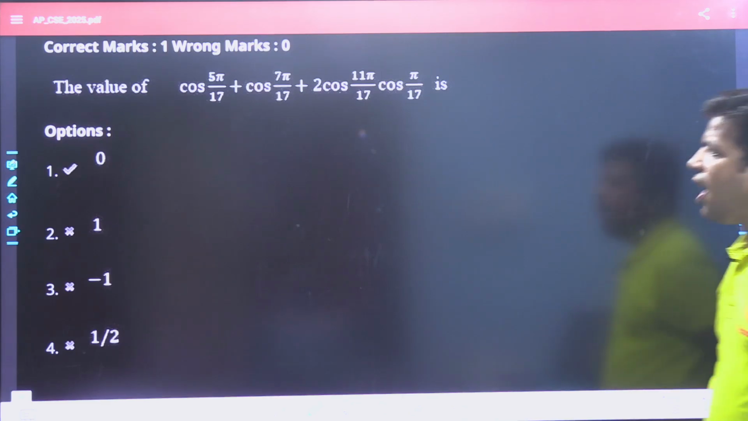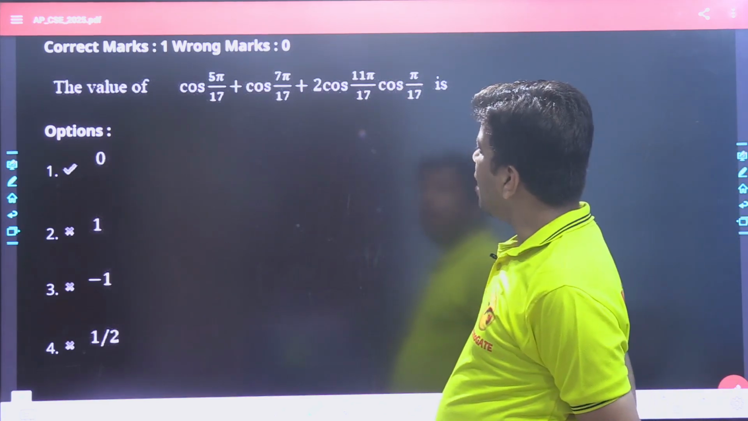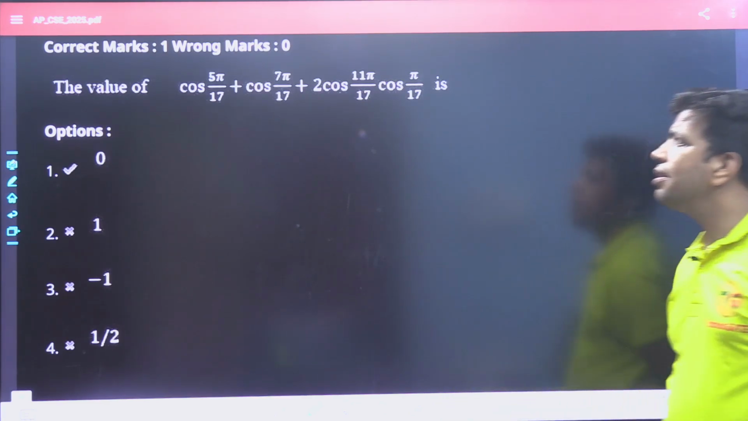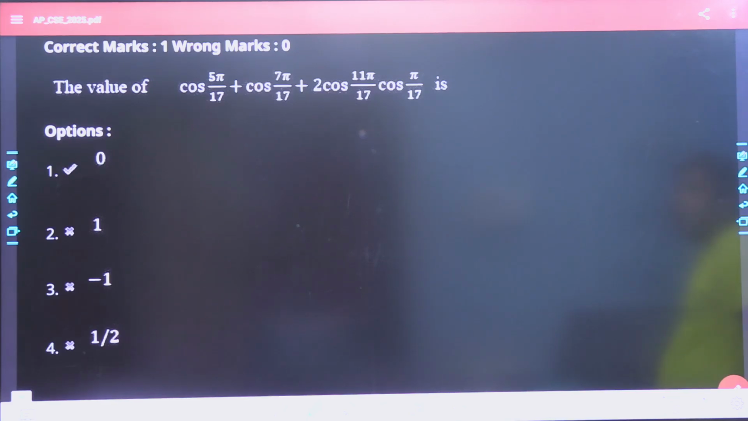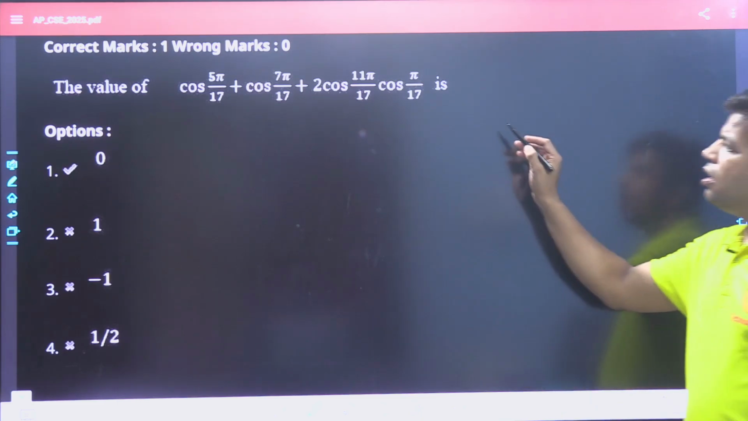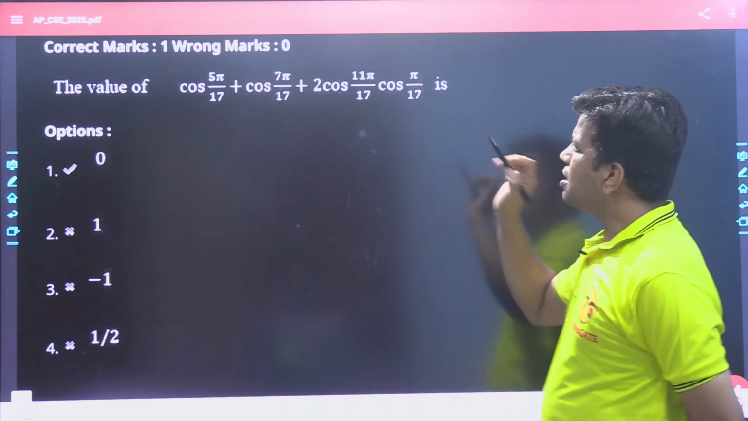Cos 5 pi by 17, cos 7 pi by 17, cos pi by 17 equals to how much? Compute that particular. Call one formula.